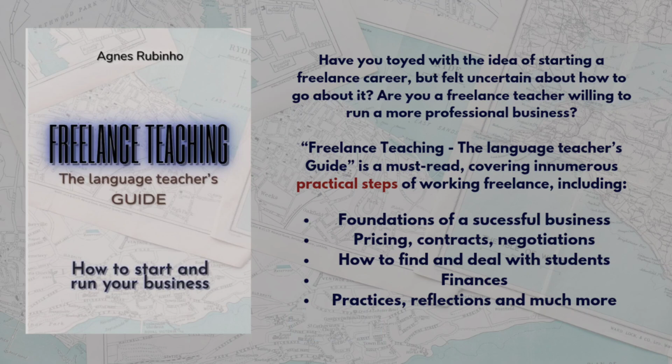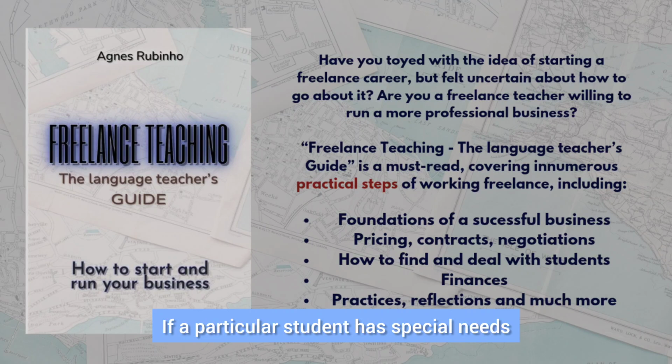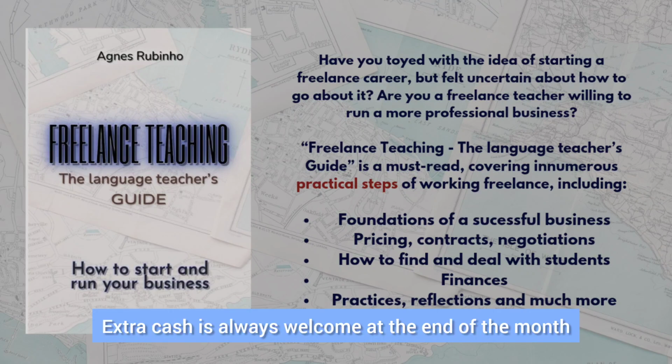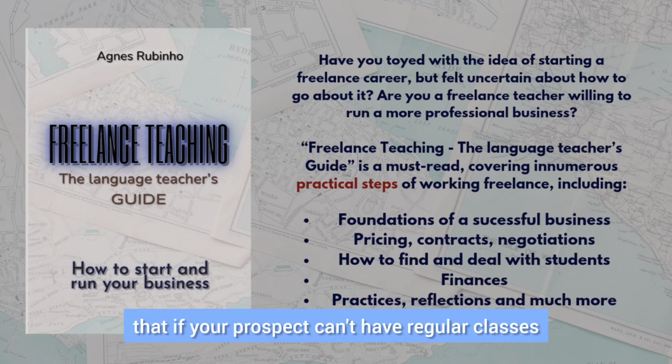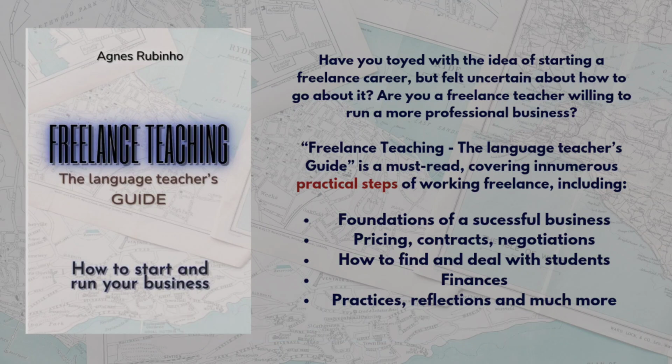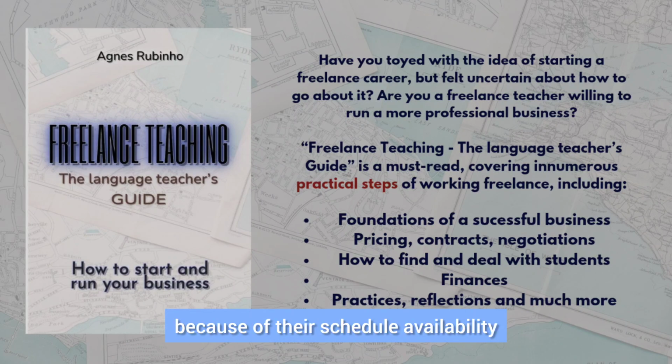Per hour. There are some advantages here. If a particular student has special needs, such as interviews, urgent trips, etc., you can offer them some extra classes apart from your regular contract. Extra cash is always welcome at the end of the month. Another advantage to this format is that if your prospect can't have regular classes because of their schedule availability, you can sell them sporadic classes.